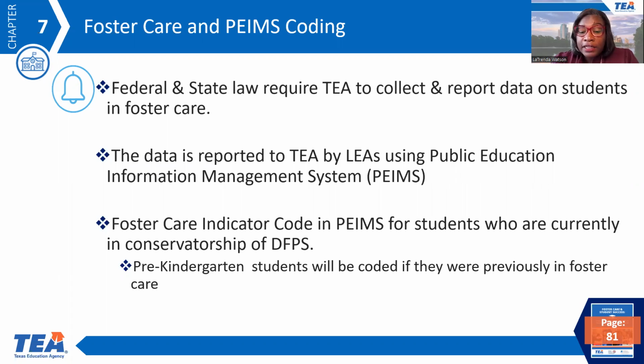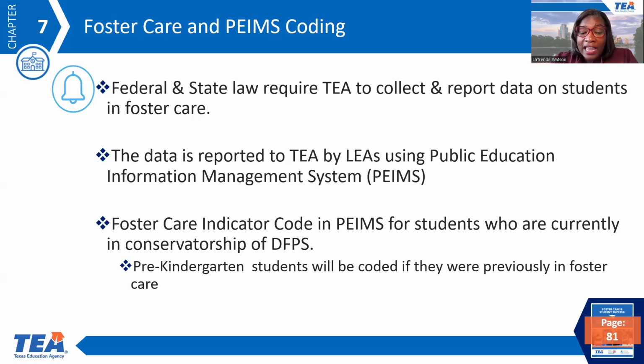The data is reported to TEA by districts, by LEAs, using the Public Education Information Management System, which we call PEIMS. Schools must enter the foster care indicator code into PEIMS for students who are currently in conservatorship of DFPS. Pre-kindergarten students will be coded if they were previously in foster care. So if you get a pre-K student at your school, make sure you are showing that foster care indicator if you have appropriate documentation for that student in PEIMS.